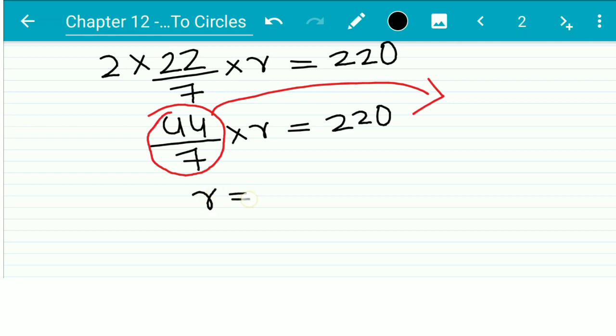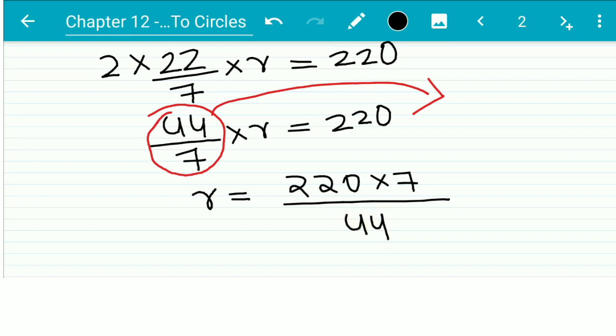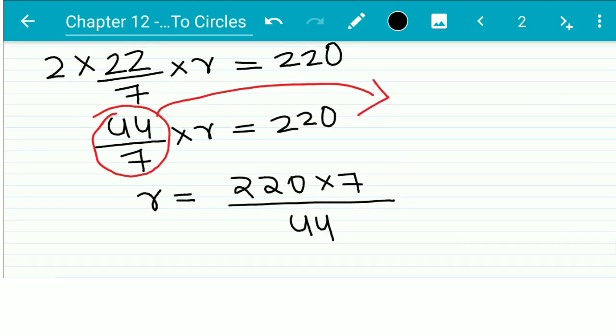r equal to 220 by 7 will be into 7 divided by 44 will be, numerator 44 will be denominator 44. So when we simplify this, 220 into 7 by 44, you will get the radius as 35 meters. Now you got the value of r.